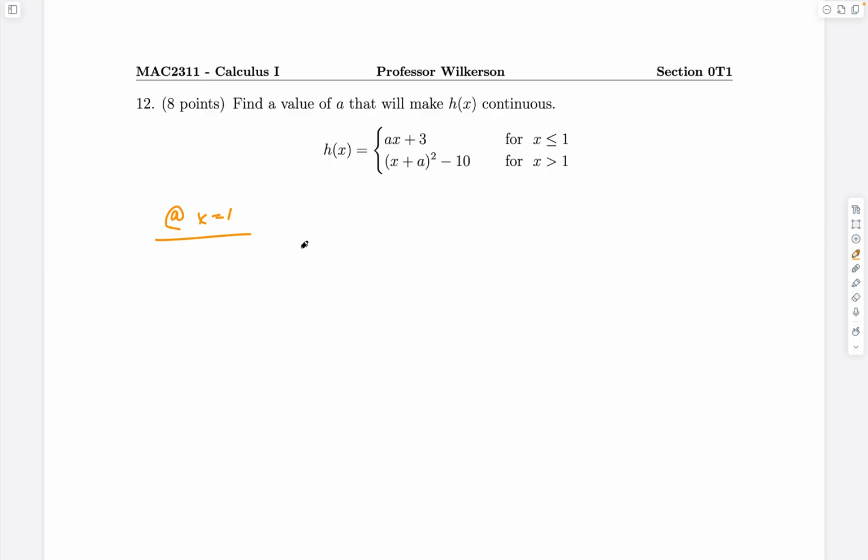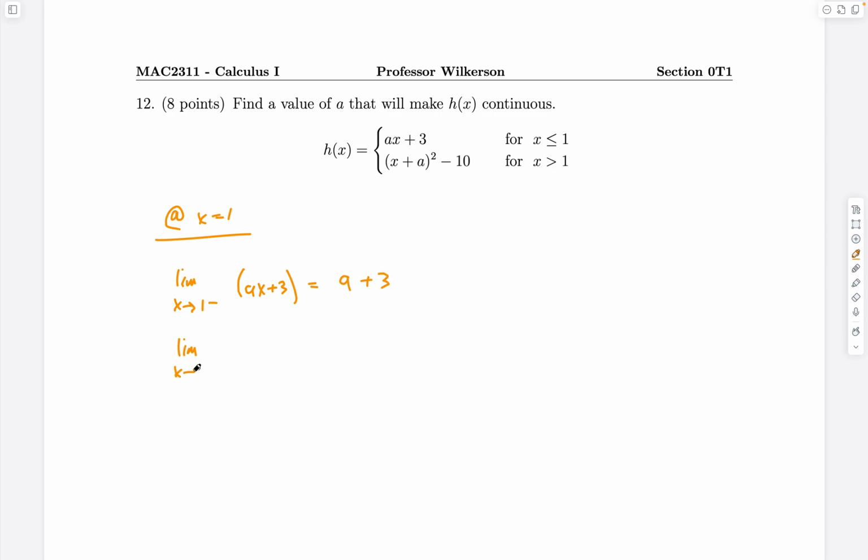What happens? Well, the limit as I go 1 from the left, 1 from the left would be values a little bit smaller than 1, so that's got to be the first expression, right? ax plus 3. That's going to equal, when you plug in 1, a times 1 would be a plus 3.